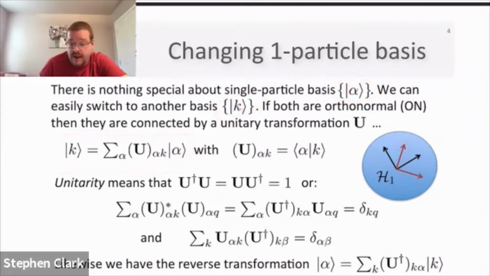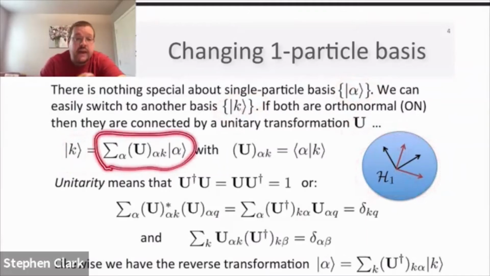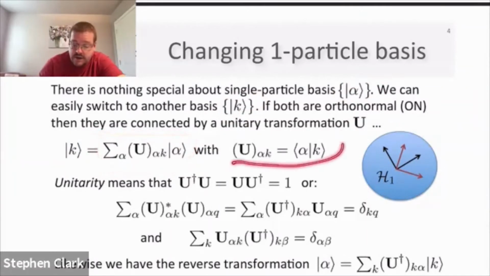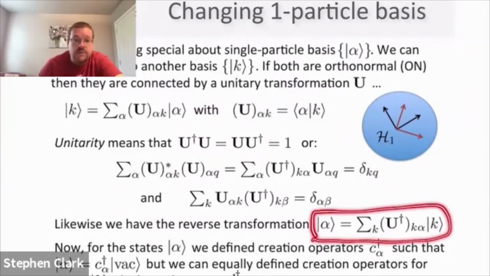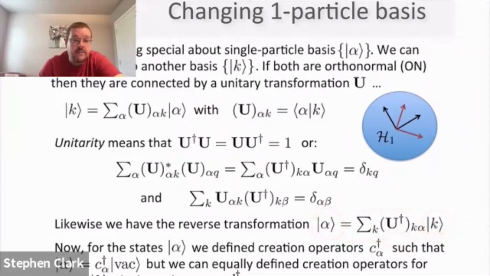So there'll be some unitary matrix that will be a D by D matrix, if this is a D-dimensional Hilbert space, that tells you how the K basis vectors are built up out of the alpha basis vectors. And the unitary is exactly that. It maps each basis vector between the two basis sets. And unitarity means that U dagger U, or U U dagger, equals identity, which is basically these equations here, written out in terms of matrix elements. And you've also got the inverse transformation, which tells you how the alphas are written in terms of the Ks, which is just given in terms of the U dagger matrix elements.